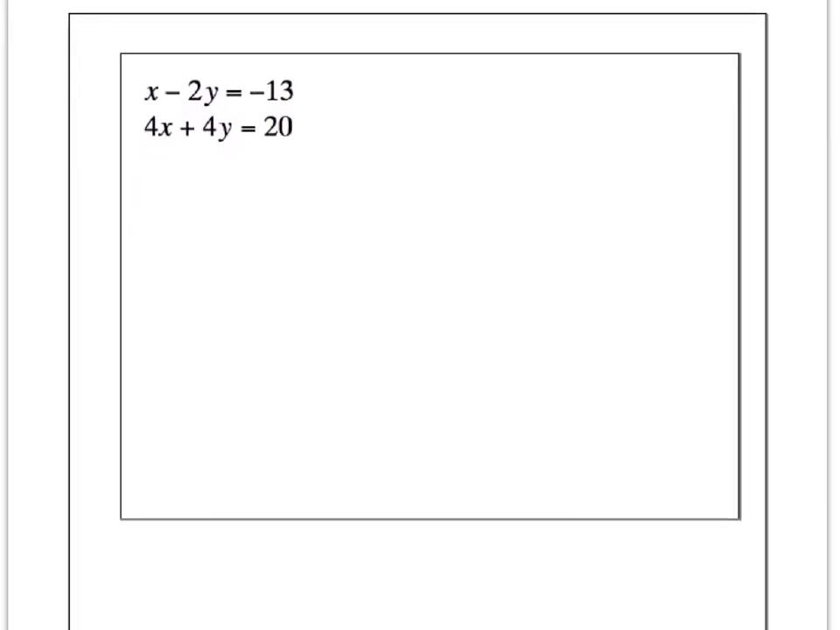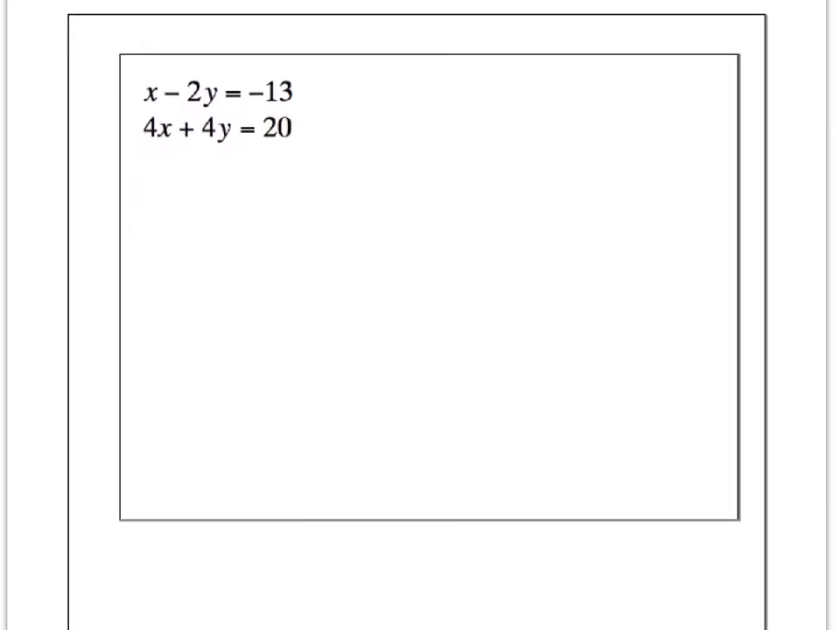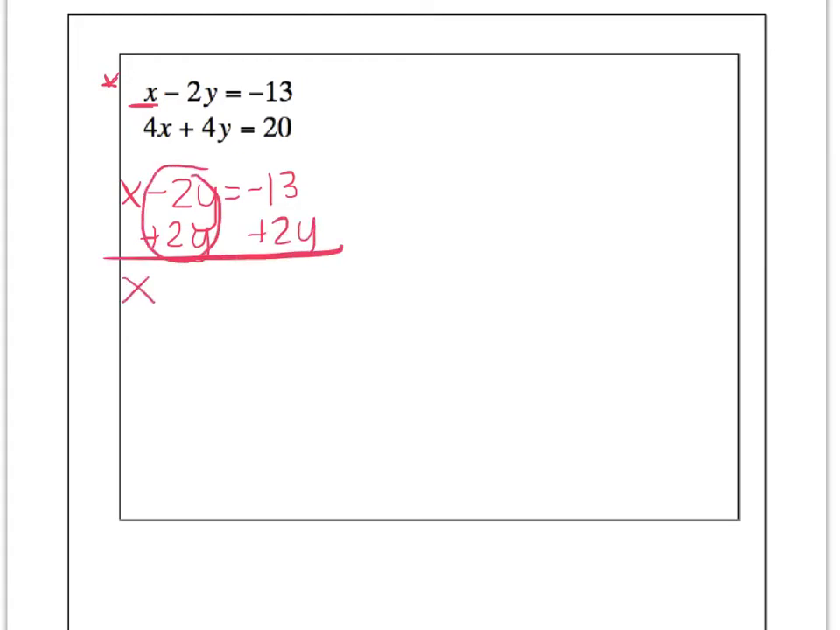Moving on to the next page, you'll notice that both equations are not solved for x or for y. Now, you want to solve for whichever one's the easiest one to solve for. And if you notice in this first problem here, the x is by itself. And so it would be really easy to just add 2y to each side to solve this first equation for x. So that's what I'm going to do first. I've got x minus 2y equals negative 13. So I'm going to add 2y to each side.